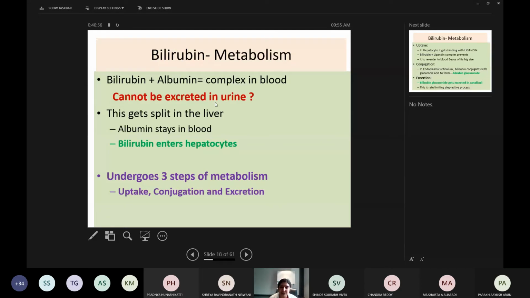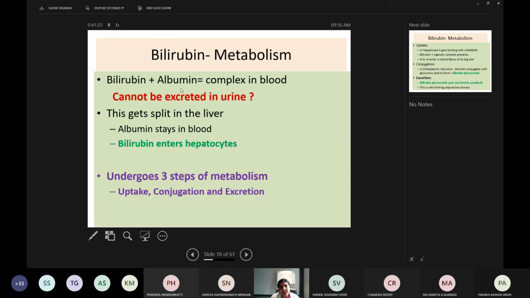Why is bilirubin not excreted normally in the urine? Nobody knows? Lipophilic nature, yes. This complex means binding with albumin only, it will be circulated in the blood, right?